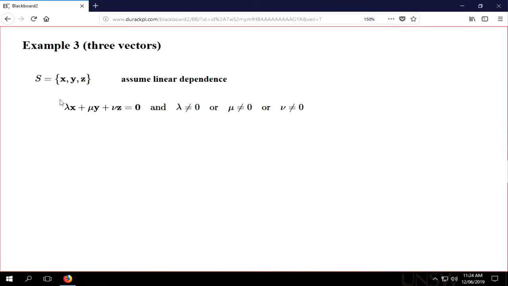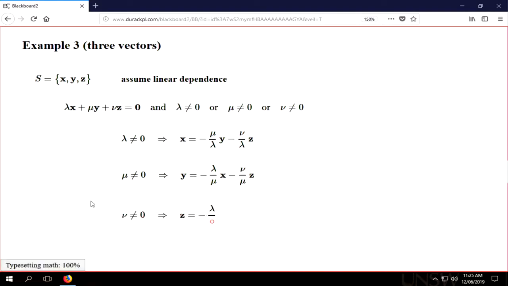Now we will do the same procedure. We will analyze this individually. We'll just say what happens if lambda is not zero. Again, I can solve in that case for x. And what I see, x is a linear combination of y and z with these specific coefficients. If it is the mu, which is not zero, then I can solve for y. And then my y is a linear combination of x and z. If it is nu, which is specifically not zero, then again I can solve for z this time, and z will be a combination of the other two vectors.